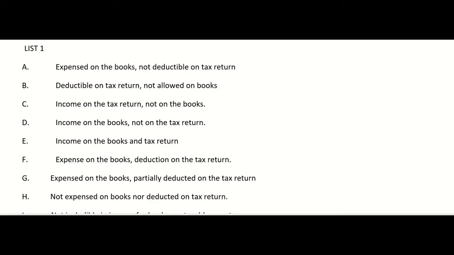Let's go to G. Expensed on the books, partially deducted on the tax return. Letter G, when would you choose that? Well, that would be for organization costs of a newly incorporated business. So you have a corporation that's newly organized, and what do you do with those organization costs? Well, you expense them all in the first year on the financial statements. But on the tax return, there's a limit, right? You get the $5,000 immediate deduction, and then you amortize the rest. So that would be expensed on the books, partially deducted on the tax return.